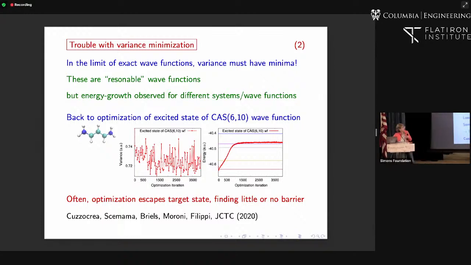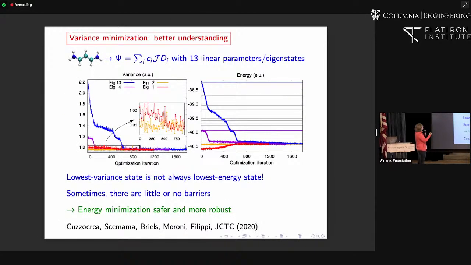Now, to understand what's going on, we looked at a very simple wave function with 13 expansion determinants, so I have 13 linear parameters. And we can move in the space of the 13 linear parameters. So we can compute the 13 eigenstates, and we can start variance minimization from each single state. We see that the variance nicely goes down as a function of optimization iteration. They're all going down to the same value.